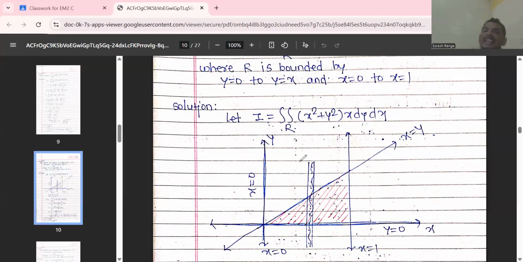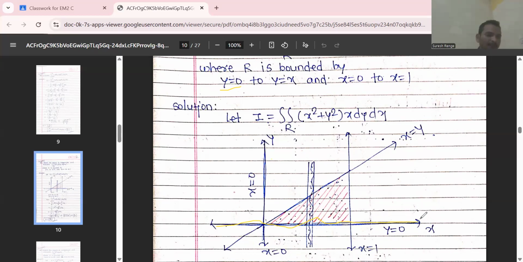Now, first of all, we sketch the region. Draw the x-axis and the y-axis. Now we want to draw the region. What is the region? y is equal to 0 is the lower limit of y. Y is equal to 0 is nothing but the x-axis.